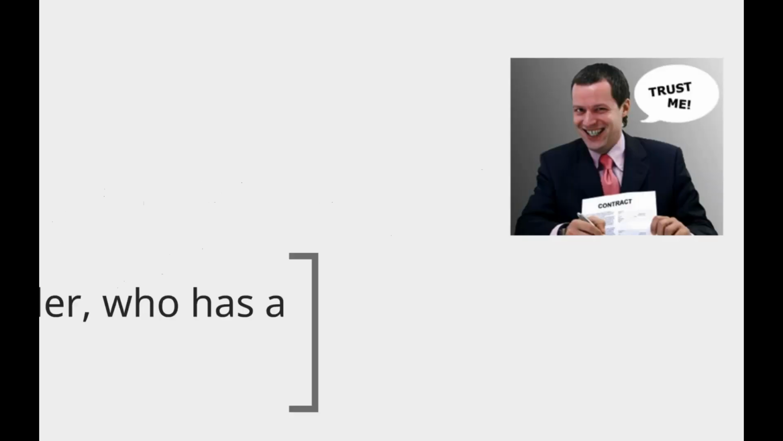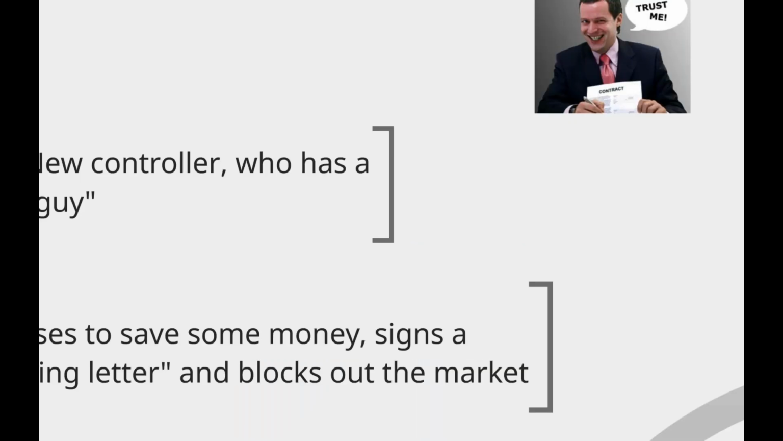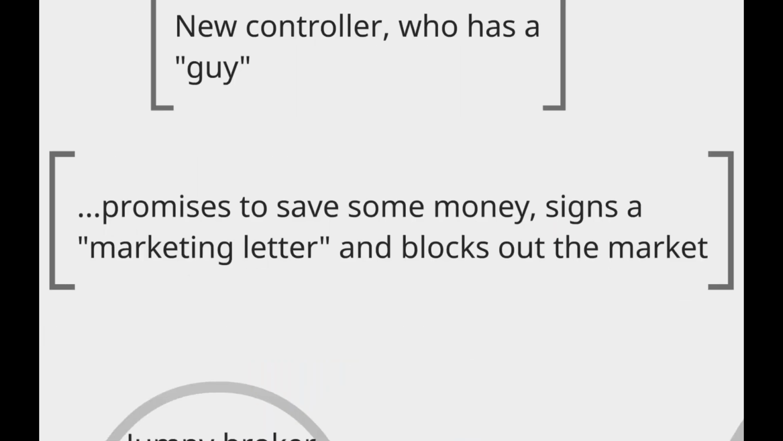But the new controller has a guy. And the guy is saying, hey, trust me, I can find a way to save you money. So what I'm going to ask you to do, Mr. Controller, is I need you to sign this marketing letter. And before you tell anybody about this marketing letter, I just want you to sit tight, and I'm going to send it out to every single insurance company and TPA out there. And I'm going to block the market from the broker.